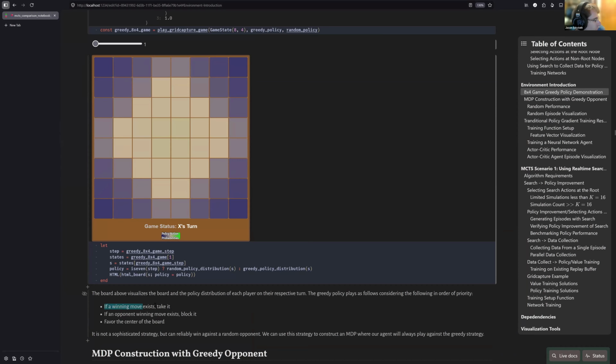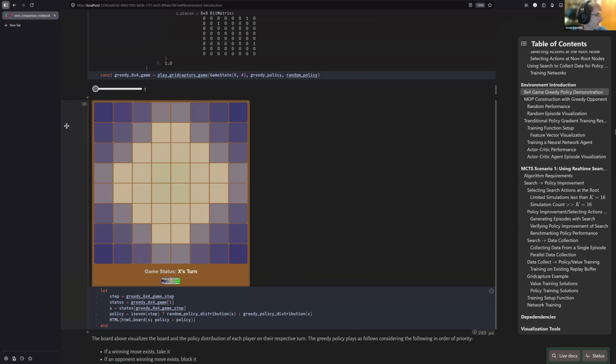If a winning move exists, it takes it. That also means it has to check every available move to see if any of them produce a win. Same with if the opponent can win on the next move, so this is checked first. If there's no winning move, then it blocks an opponent's winning move. And otherwise, it just favors moves roughly in the center of the board. So that's what's being shown here.